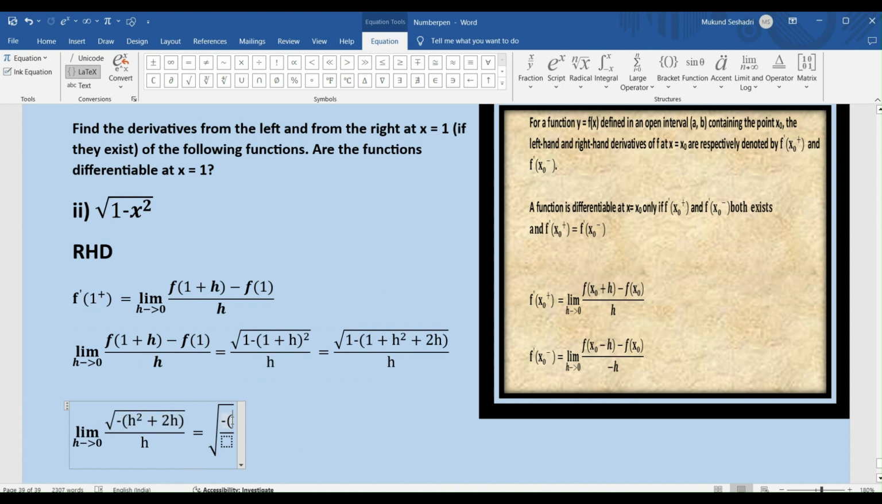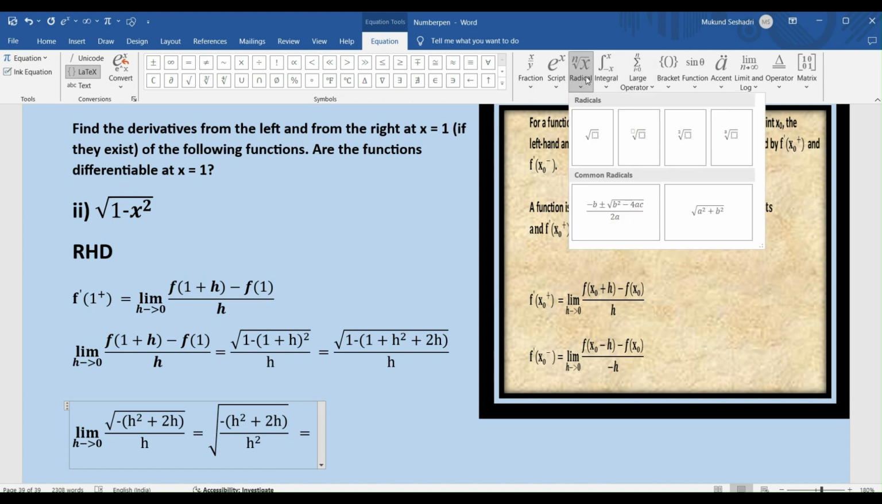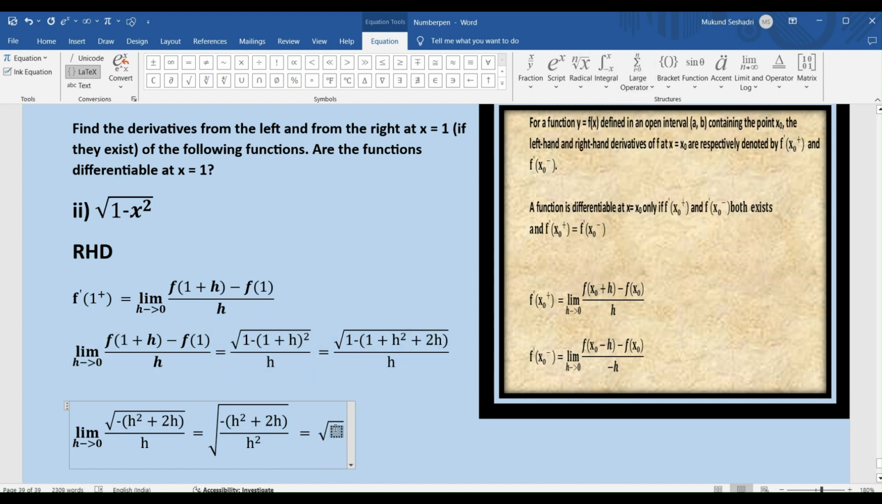All that I've done is I've moved h into the square root because h is nothing but square root of h square, right? So this is what I get, and I can further represent this as minus of 1 plus 2 by h, right? Because one h will get cancelled out. This is what I have, and I don't think we can further simplify this.